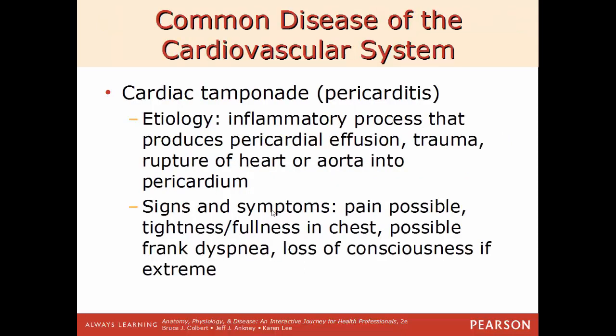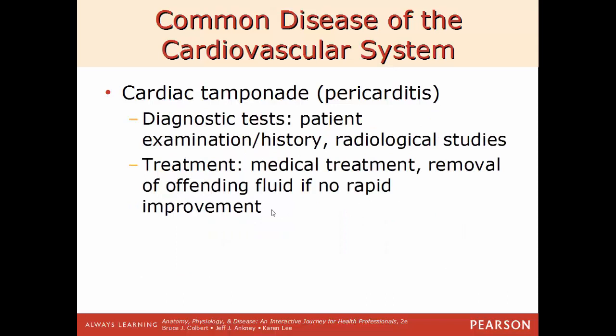Alright, now I'll move into some common diseases of the cardiovascular system. The first one, pericarditis, or cardiac tamponade, or tamponade. The etiology is an inflammatory process that produces pericardial effusion, trauma, rupture of the heart or the aorta into the pericardium. Some signs and symptoms: pain is possible, a tightness or fullness within the chest, a loss of consciousness if it's an extreme example. Some diagnostic tests: patient exam, personal history, radiological studies, and for treatments, medical treatments such as removal of the offending fluid if there's no rapid improvement.